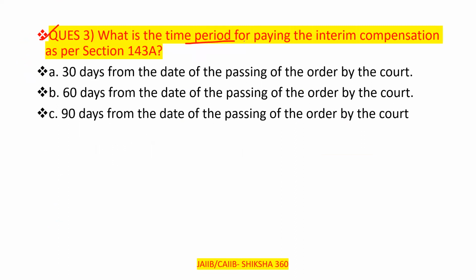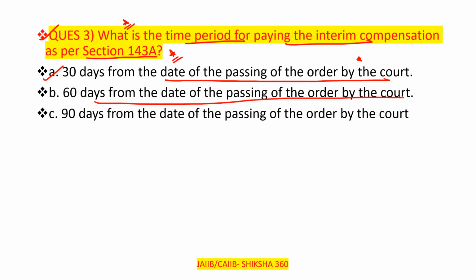What is the time period for paying the interim compensation as per section 143A? We have already discussed that they have to pay 20%. So what is the time period within which they have to pay? Option A, 30 days from the date of the passing of the order by the court; 60 days from the date of the passing of the order by the court; 90 days from the date of the passing of the order by the court.